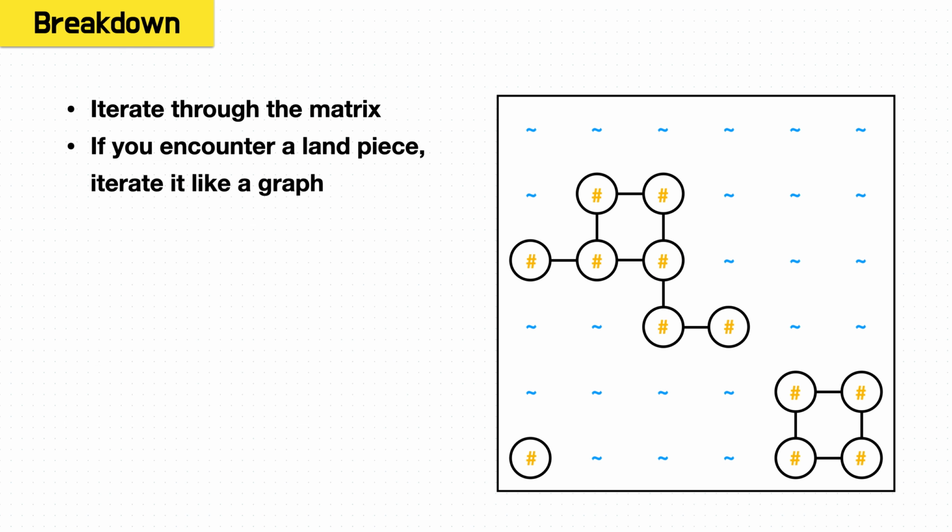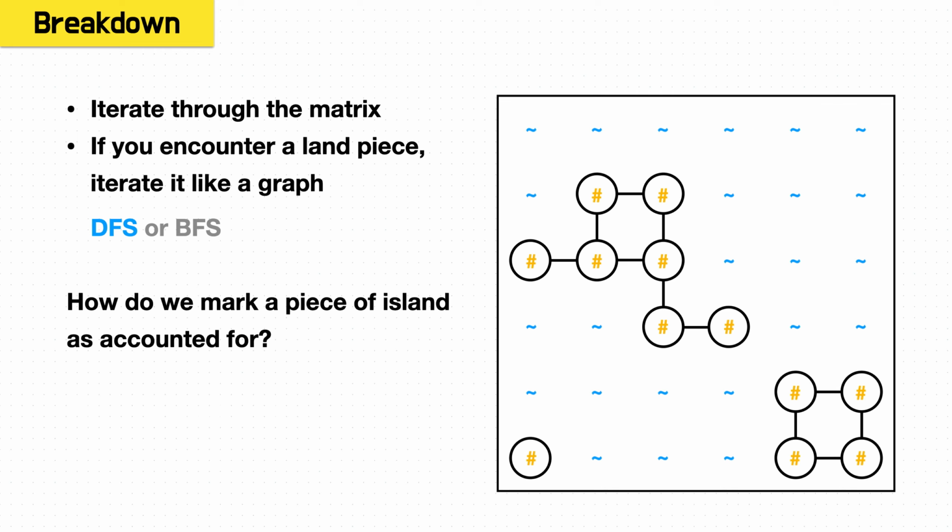That is the first step to our logic. We iterate through the matrix. When we encounter a piece of land, we then traverse through all the connected pieces as if they were a graph. Should we use depth first search or breadth first search? Either would work. In this case, we'll go depth first search. It's usually assumed to be better in memory, and it will allow us to solve this either iteratively or recursively.